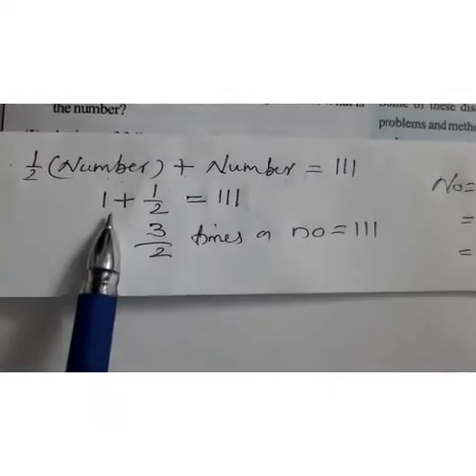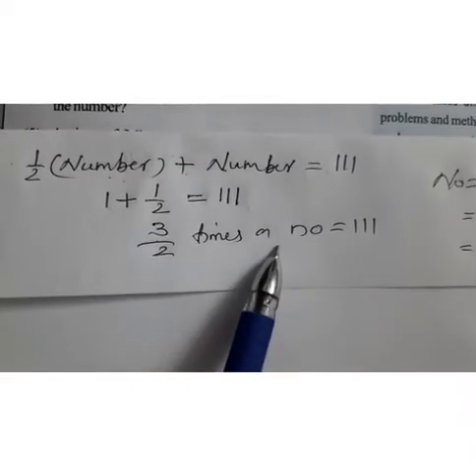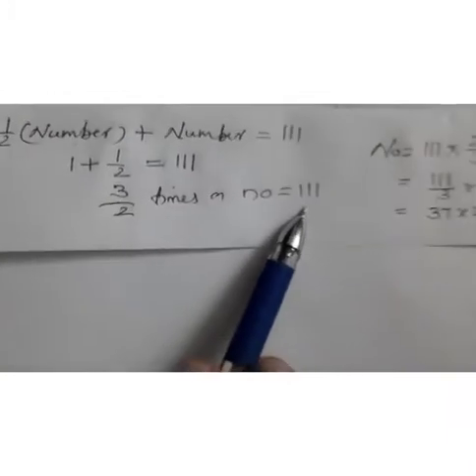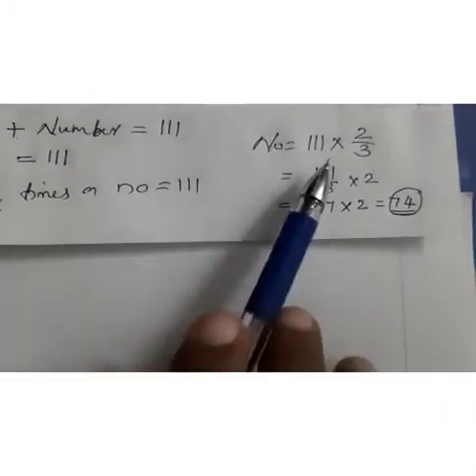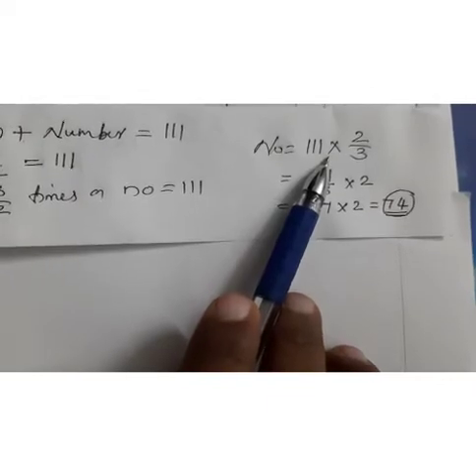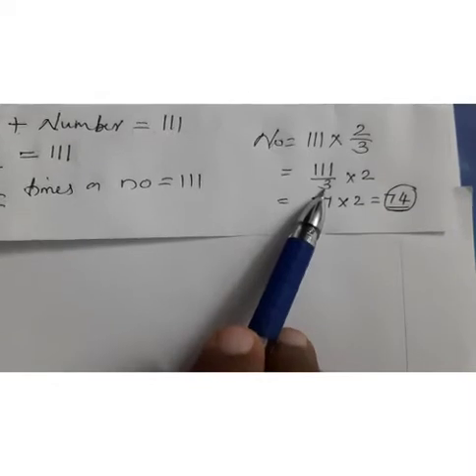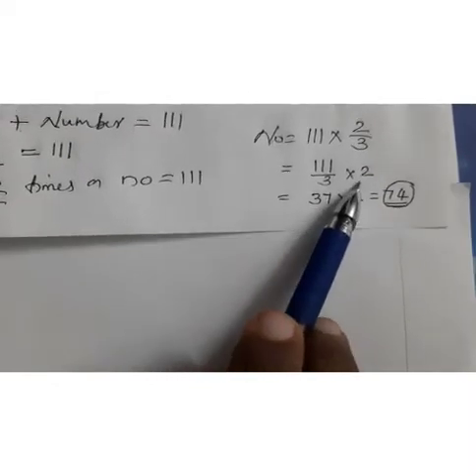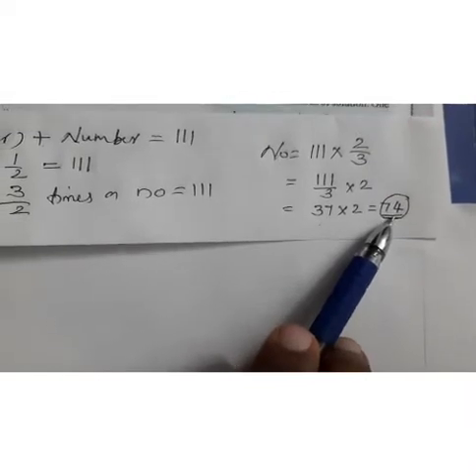So a number and its half is added, we will get 111. So if you consider 1 plus 1 by 2 means 3 by 2. So 3 by 2 times a number is 111. So for getting the number, you have to multiply with 2 by 3. So 111 by 3 is 37 into 2. So 37 into 2 is 74.